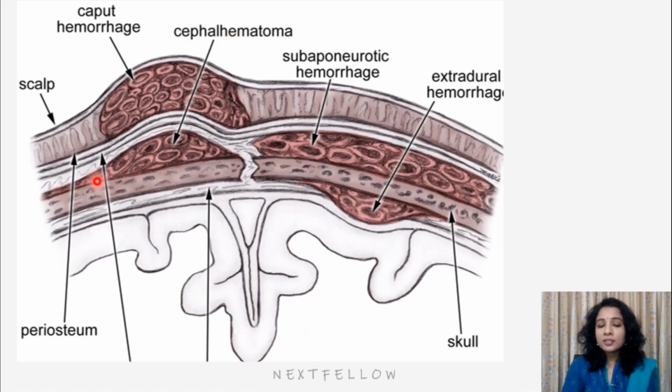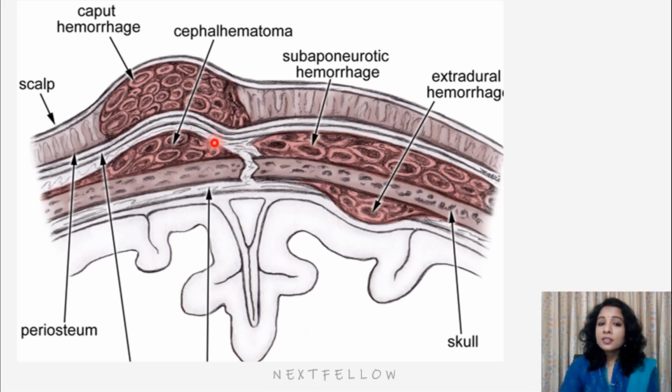Cephalohematoma takes, for example, if there is a fracture of the parietal bone, the hematoma appears in the shape of the parietal bone, because the periosteum is still intact and the blood accumulates along the surface of the parietal bone, where it is limited by the sutures, because the periosteum is tightly adherent to the suture.